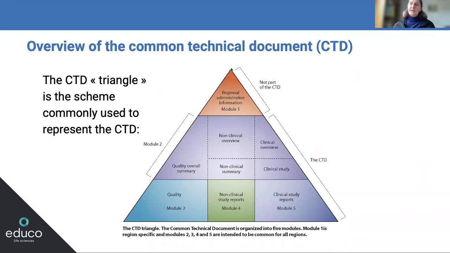And then you have the peak of the triangle, which is called module 1. It's generally not considered part of the CTD in the sense that it's where you provide the regional information, and you may have different sections, different formats according to the region. This is also where you provide data like the pharmacovigilance system or product information, patient information leaflets in each respective language.